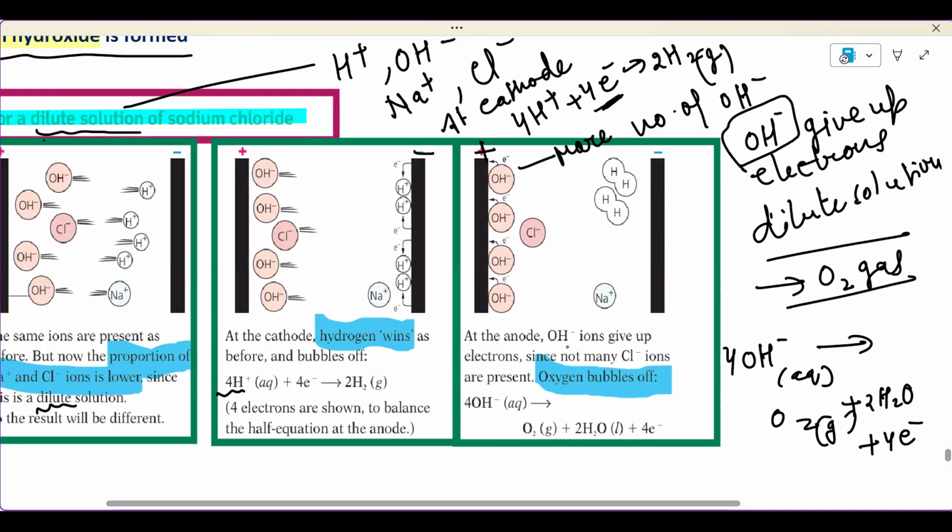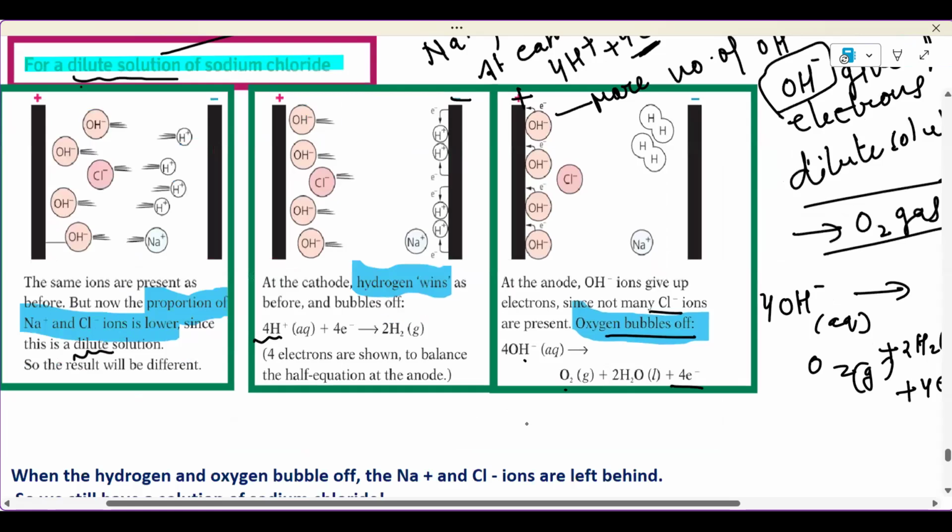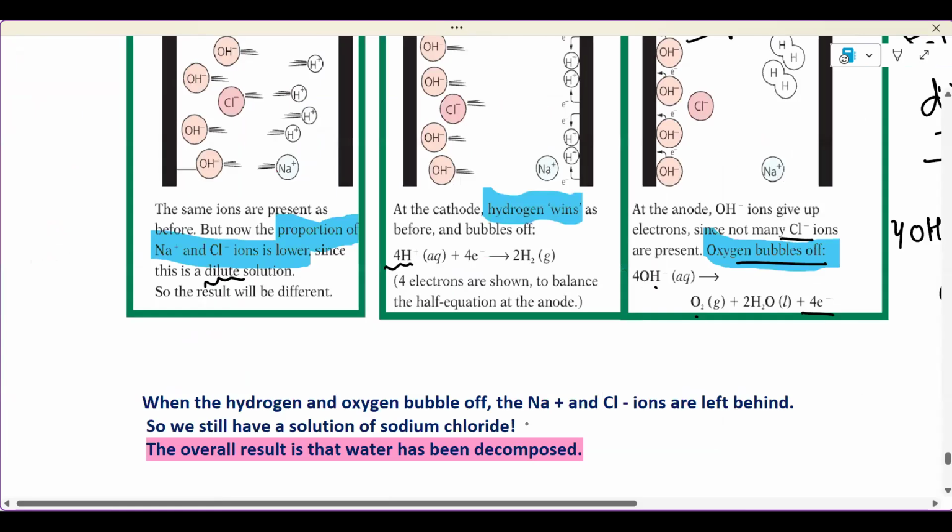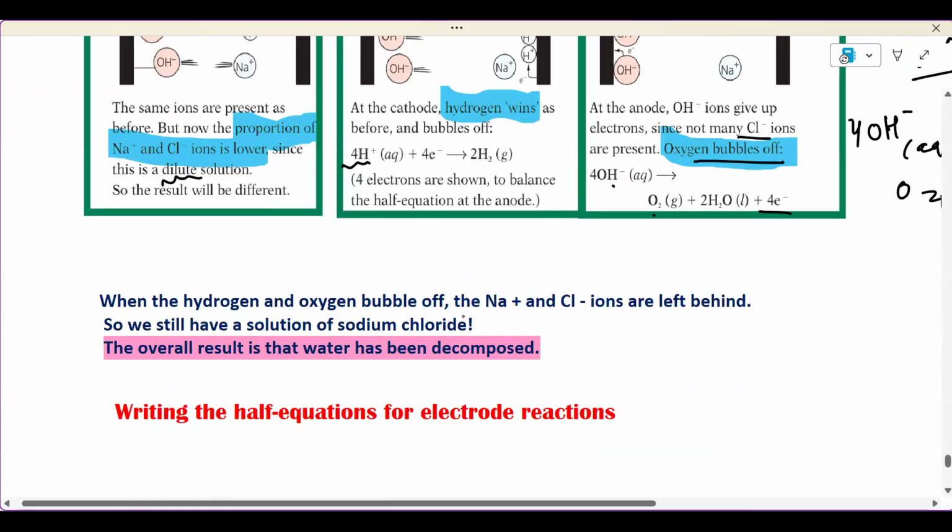Look here. At the anode, hydroxide ions give up electrons. Since not many chloride ions are present, oxygen bubbles off. Hydroxide ions give oxygen gas, water, and 4 electrons. When the hydrogen and oxygen bubble off, the sodium and chloride ions are left behind. So we still have a solution of sodium chloride. The overall result is that water has been decomposed.